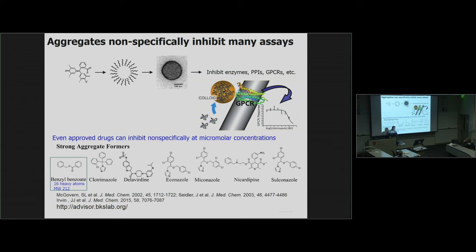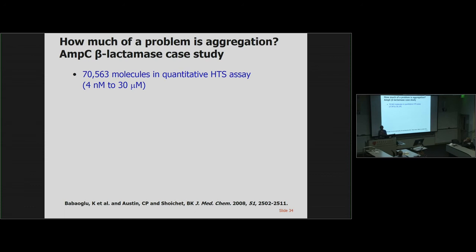So how much of a problem is this? This is kind of a chilling paper that came out. There's a Stanford postdoc who had done his graduate work with Brian Shoichet, who worked on this paper, where they were interested in AmpC beta-lactamase. They did a high-throughput screen. Unlike the high-throughput screens here, this was done with full dose response curves on every single compound, 70,000 molecules, 4 nanomolar to 30 micromolar. They got a pretty decent hit rate, almost 1,300 hits. Of those, 95% of them were sensitive to detergent.